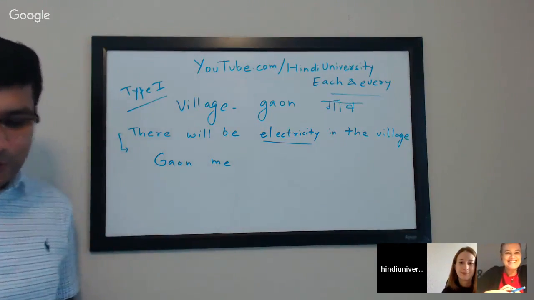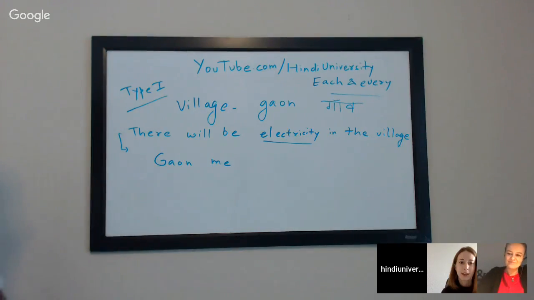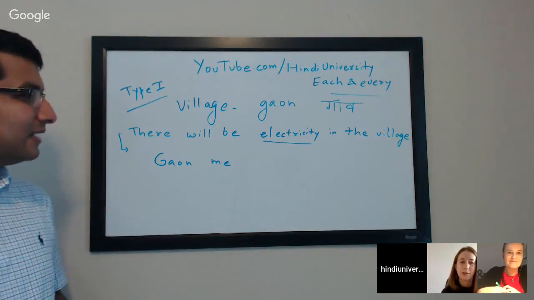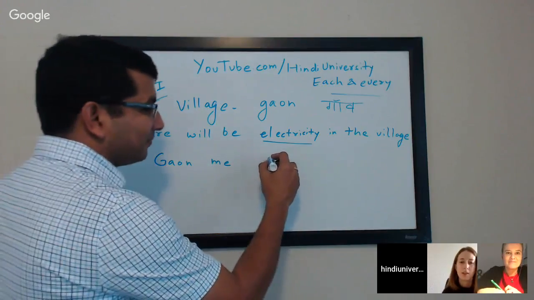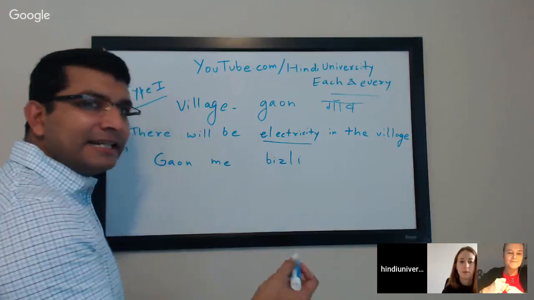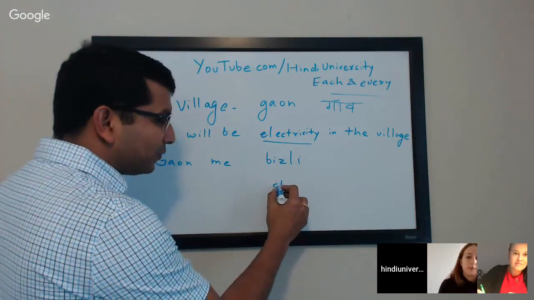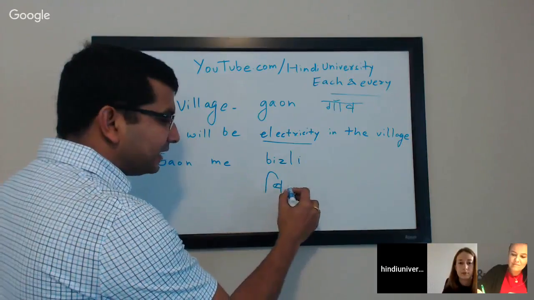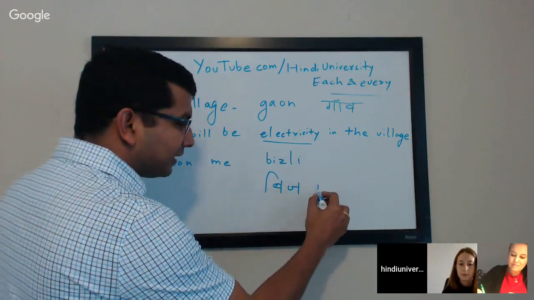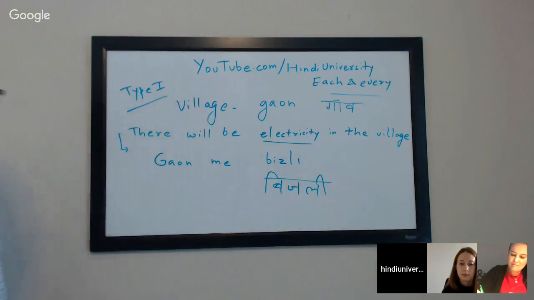Okay, you want to respond to that? Chelsea? Yeah, the word for electricity is bijli, and I think maybe it's also the same word for lightning. That's right. It's the same word for lightning and for electricity, it's called bijli. The way you write it is ba with e, j, and then la with e, bijli. And as Chelsea mentioned, it's the same word for lightning also.